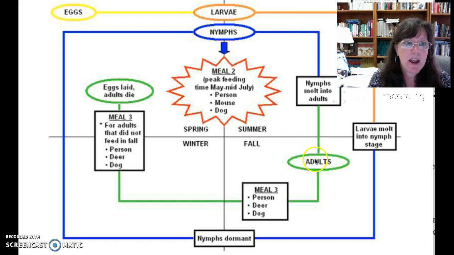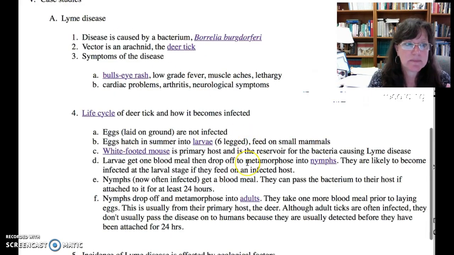The adults, on the other hand, are taking their blood meals much later in the season, toward the end of fall or towards the end of winter, very beginning of spring. And this is a time of year where humans are much less likely to be in the environment where the ticks are. So for those two reasons, the size difference and the timing of the blood meals, it's usually the nymphs that are spreading the disease to humans.